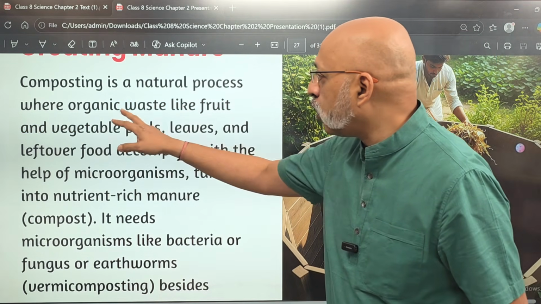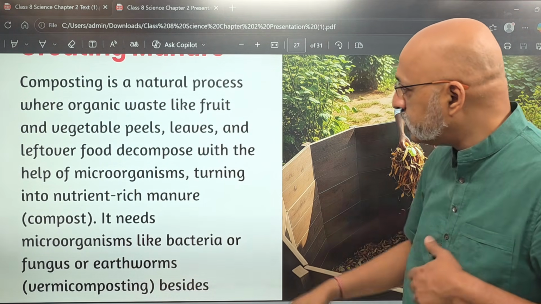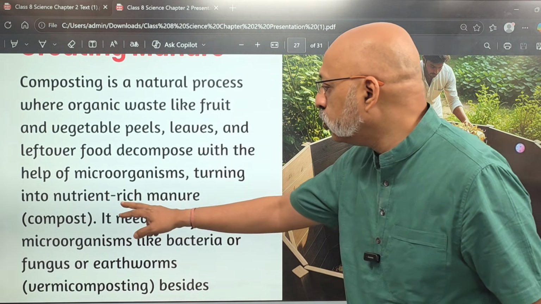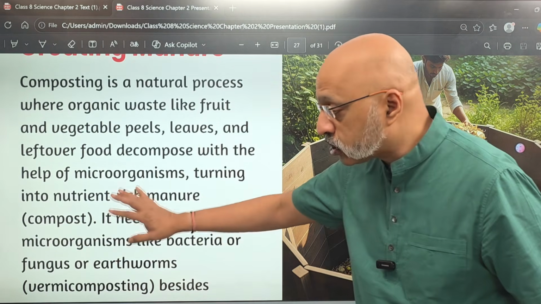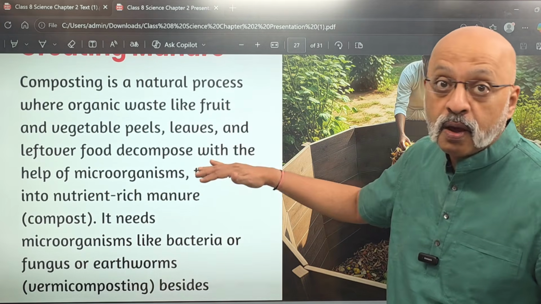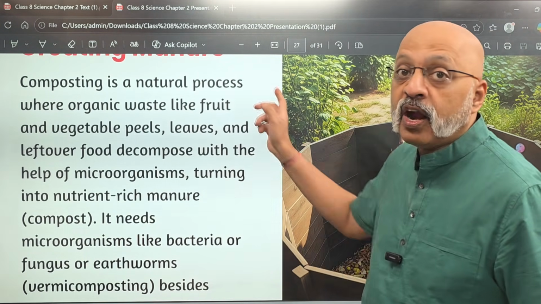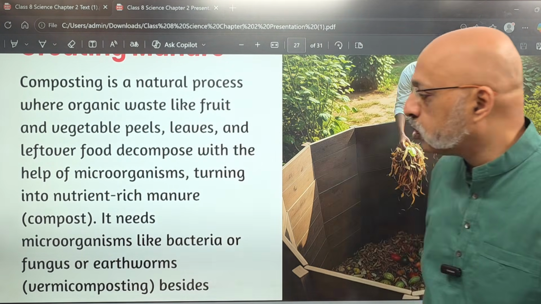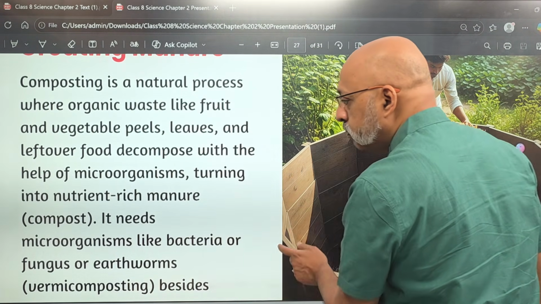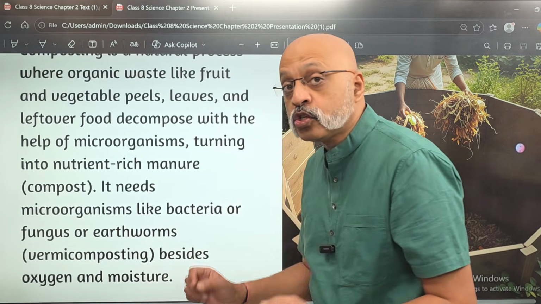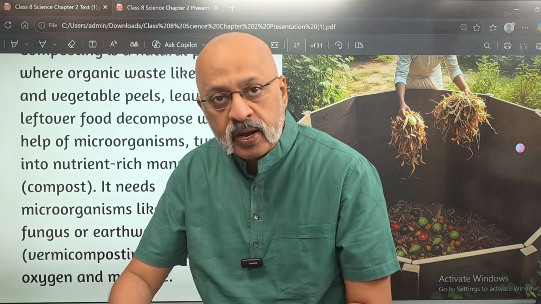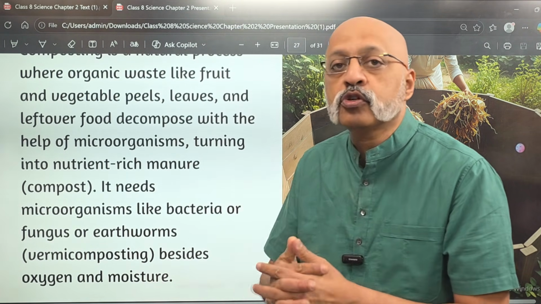It is a natural process where organic waste like fruit and vegetable peels, leaves, and leftover food decompose with the help of microorganisms, turning into nutrient-rich manure, which is called compost. So if you are asked what is compost, compost is a nutrient-rich manure which is prepared by this process. Okay, this is what you need to know. Please take a screenshot. It needs microorganisms like bacteria, fungus, or earthworms. When earthworms work on it, it is known as vermicomposting. When earthworms are used, it is called vermicomposting. Otherwise, it is just known as composting.